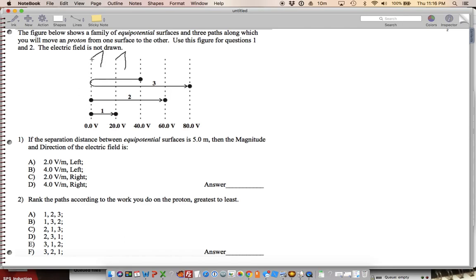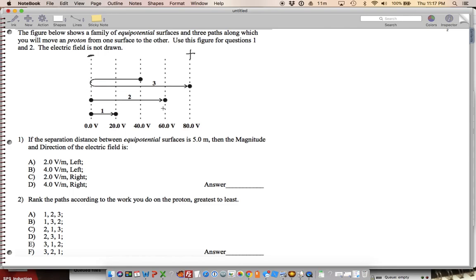Each one of these dotted lines represents a plate, or just a spot in space where the potential varies from 0 volts to 20 to 40 to 60 to 80. So one thing I always label is that this plate is going to be the positive plate because it's at a higher potential, at 80. This is going to be the more positive side, and this is going to be the more negative side.